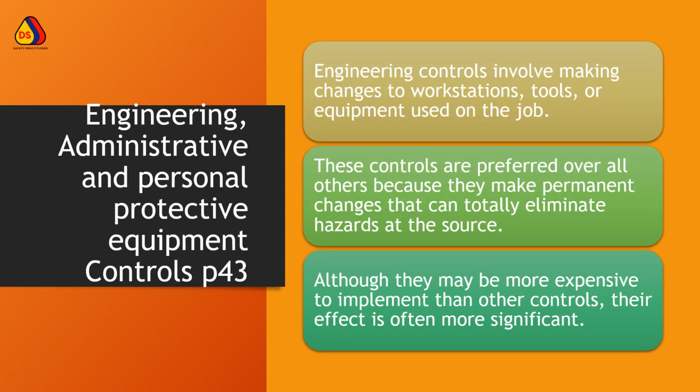Engineering controls involve making changes to workstations, tools, or equipment used on the job. These controls are preferred over all others because they make permanent changes that can totally eliminate hazards at the source. Although they may be more expensive to implement than other controls, their effect is often more significant.